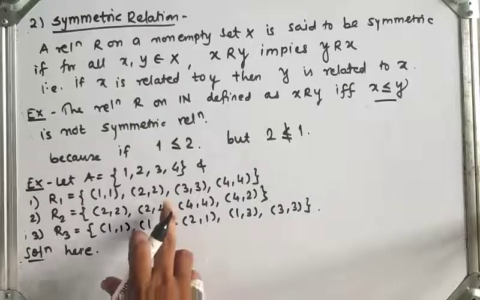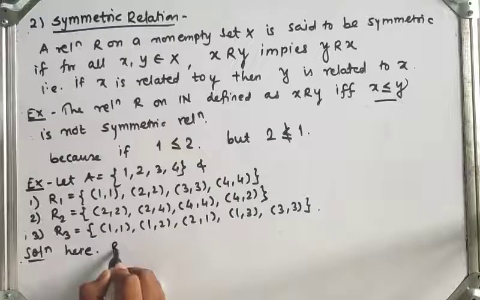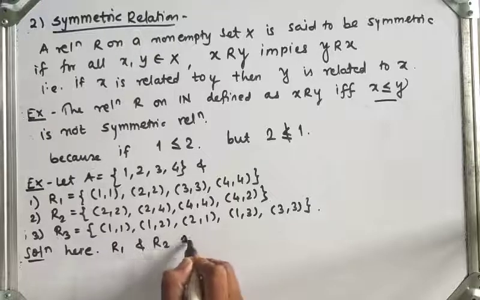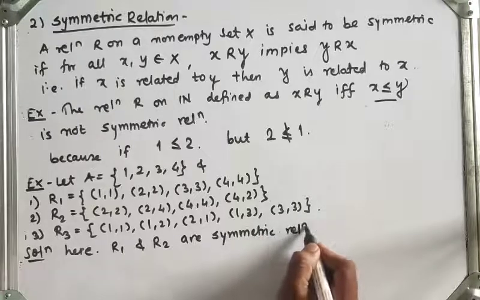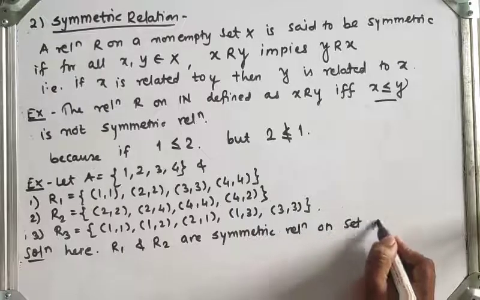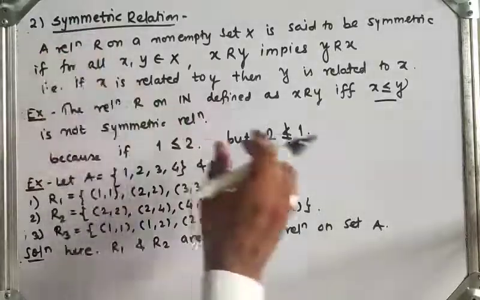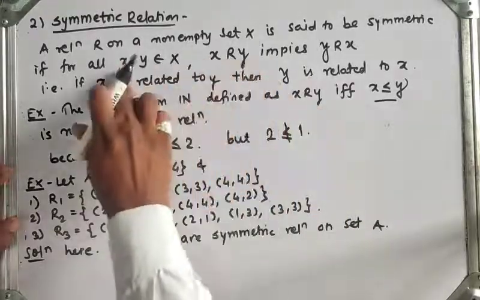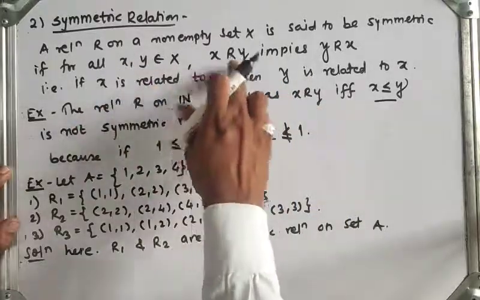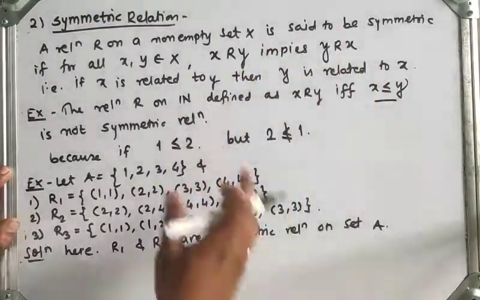Here R1 and R2 are symmetric relations on set A, but R3 is not a symmetric relation. What is the definition of a symmetric relation? For every two elements x, y belonging to the set, such that x is related to y, which implies that y is again related to x in that set, then we say that this is a symmetric relation.